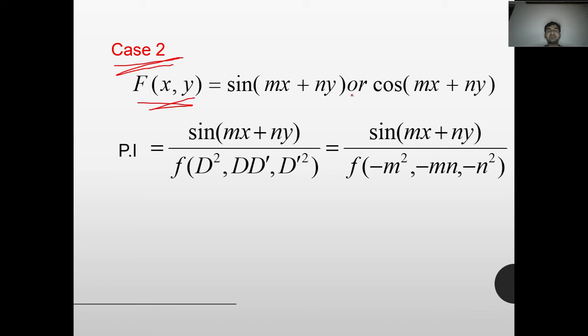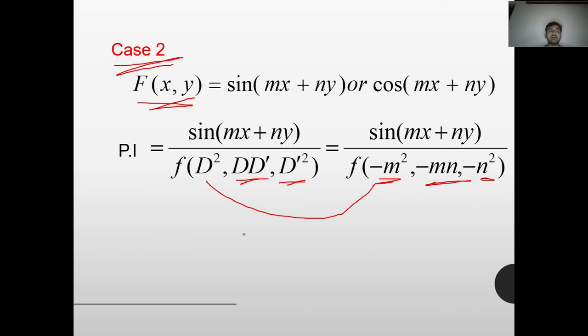Next, in the second case, if f(x, y) is equal to sin(mx + ny) or cos(mx + ny), then the particular integral is equal to f(x, y) upon f(D, D'). Here substitute the value D² is equal to −m², DD' is equal to −mn, and D'² is equal to −n².